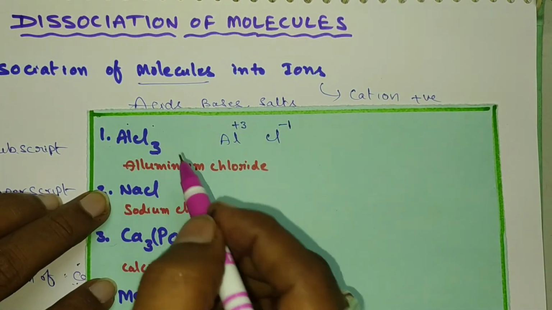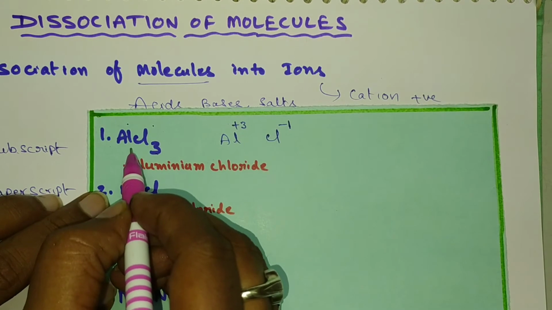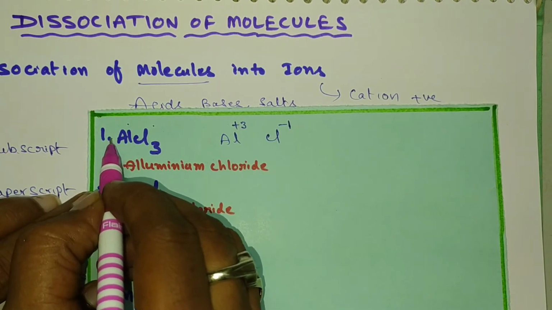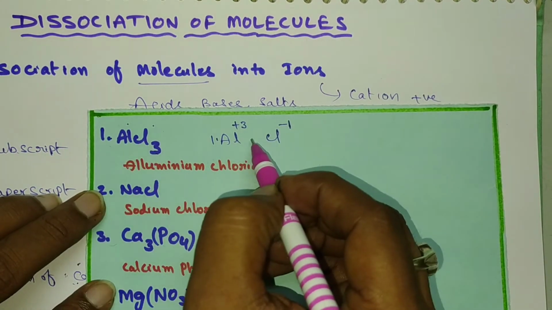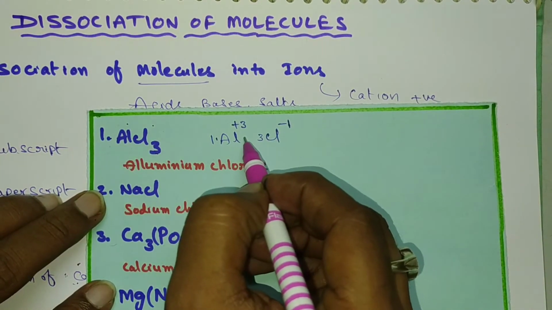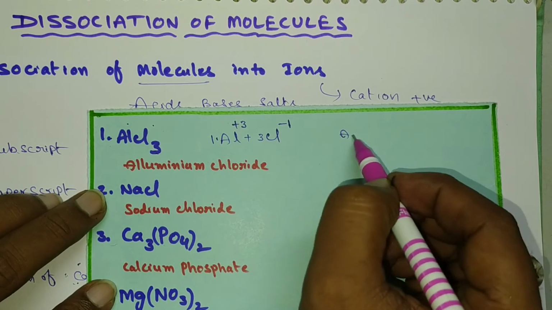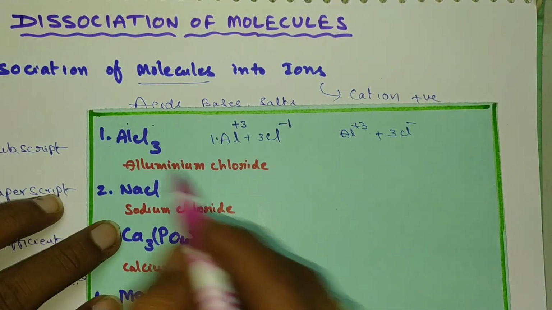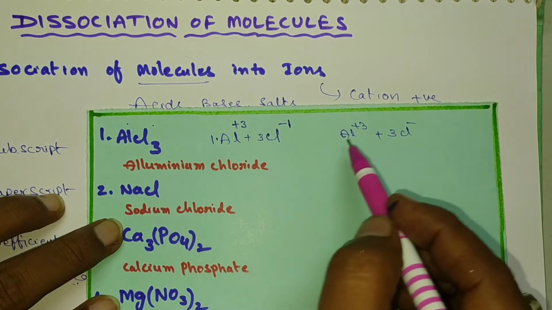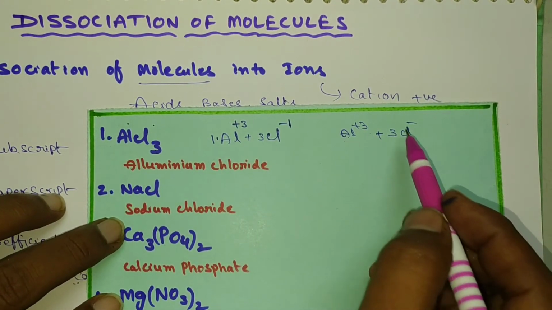Next, in the third step, the subscript will become the coefficient for its own element. So 1 becomes the coefficient here, so 1 into, and here 3 will become the coefficient for chloride ion. So that means Al+3 plus 3 Cl-. So AlCl3, aluminum chloride, dissociates to form Al+3 and 3 Cl- ions.